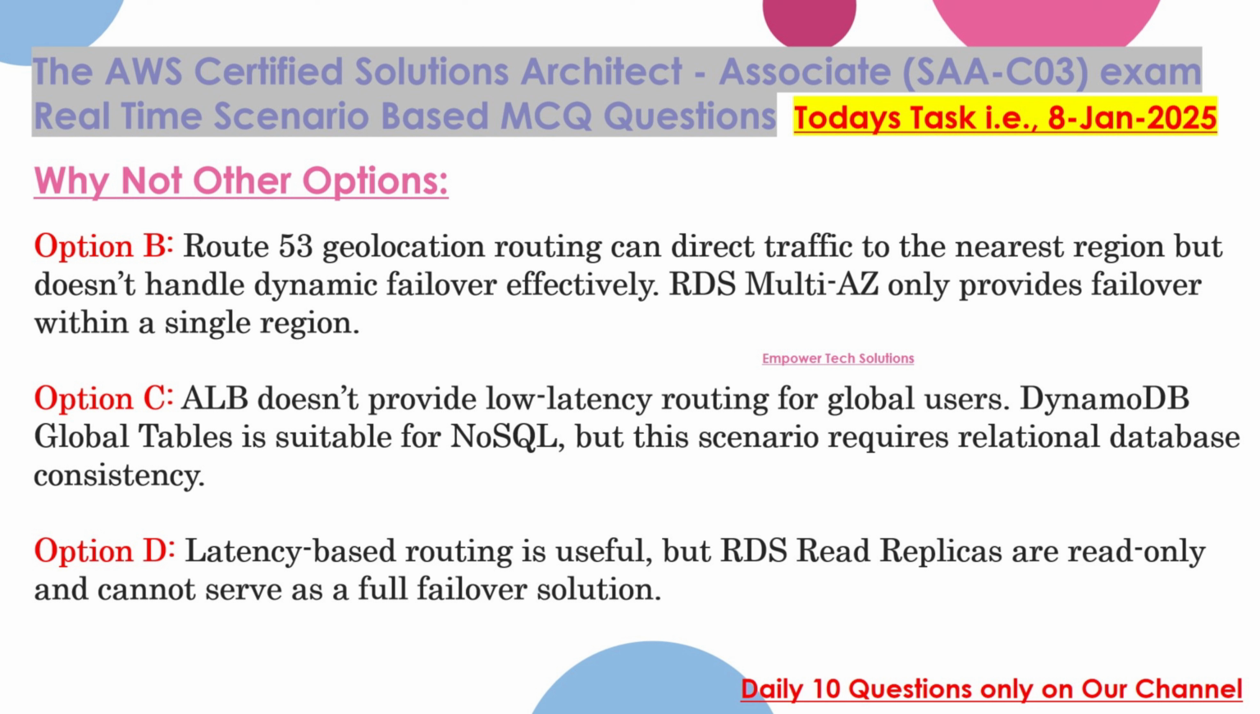Why not other options? Option B, Route 53 geolocation routing can direct traffic to the nearest region but doesn't handle dynamic failover effectively. RDS multi-AZ only provides failover within a single region. Option C, ALB doesn't provide low latency routing for global users. DynamoDB Global Tables is suitable for NoSQL, but this scenario requires relational database consistency. Option D, latency-based routing is useful, but RDS read replicas are read-only and cannot serve as a full failover solution.